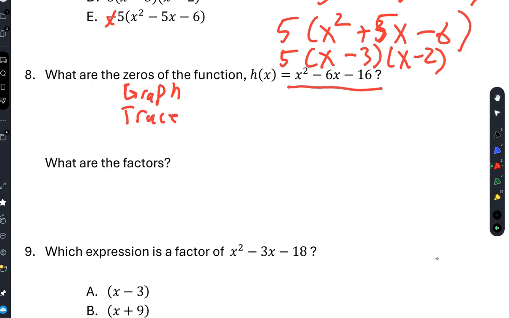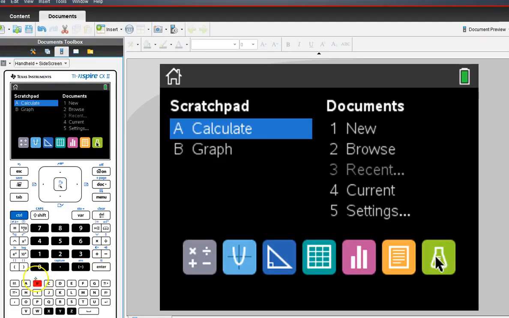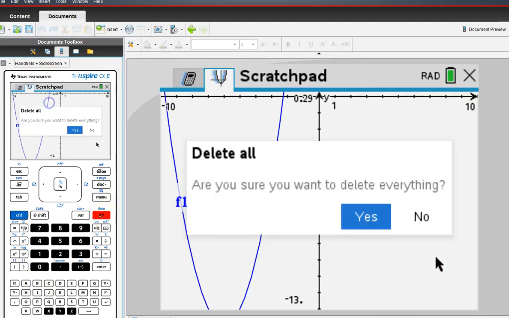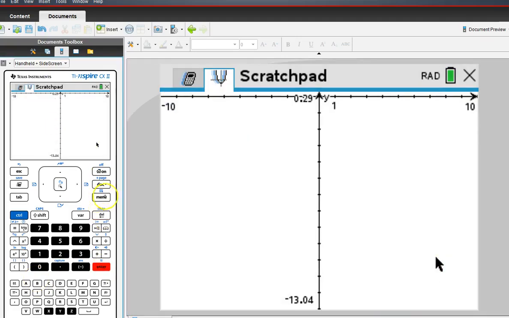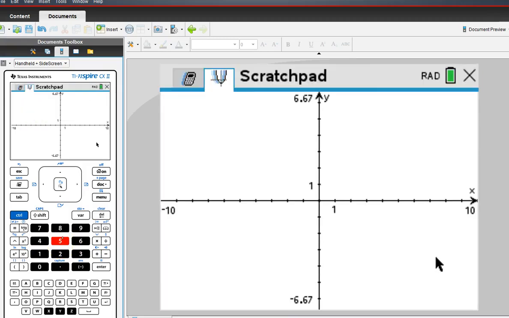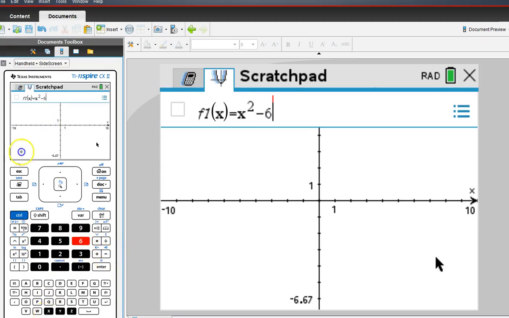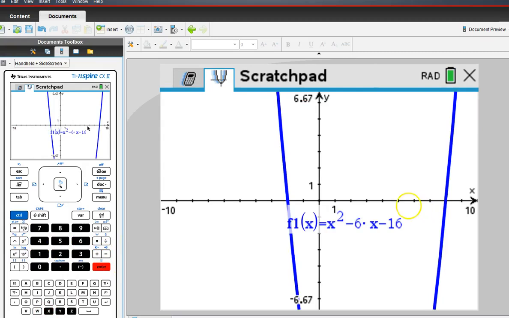So go to your calculator, hit home, and then B to graph, and then I need to delete, delete, delete. I'm going to get my window back to normal. Okay, and then I'm going to graph x squared minus 6x minus 16. Hit menu 3-1 or tab, x squared minus 6x minus 16. Hit enter, and I need to get these 2 zeros.